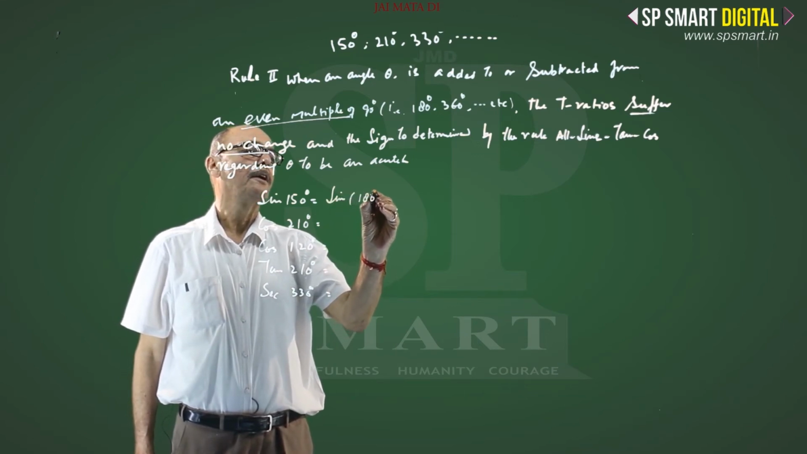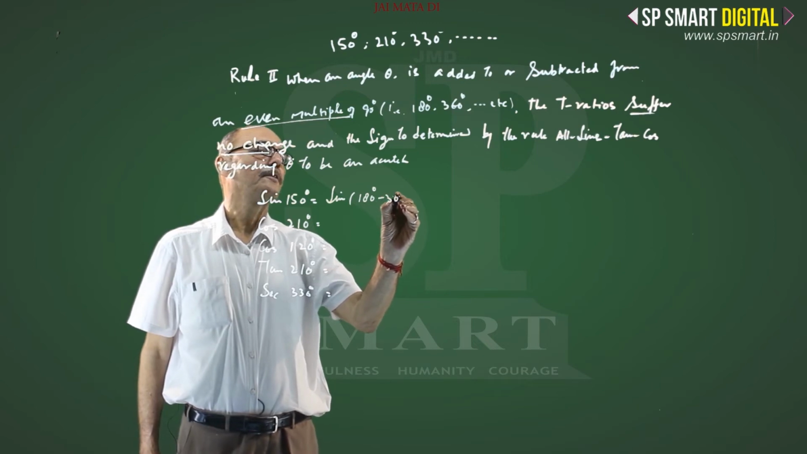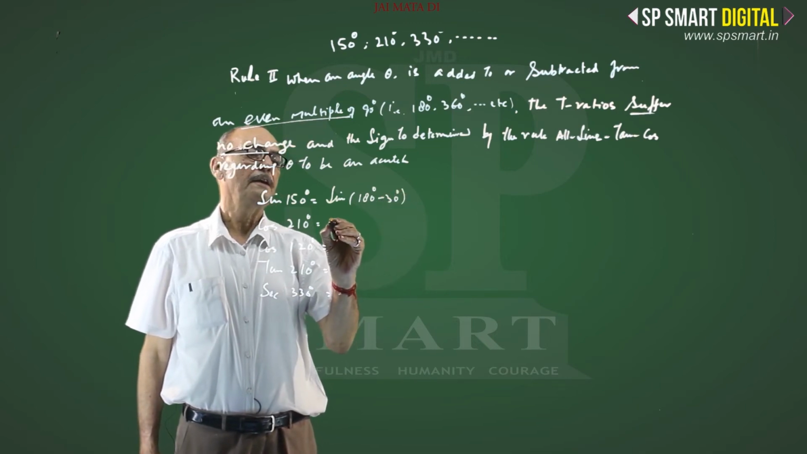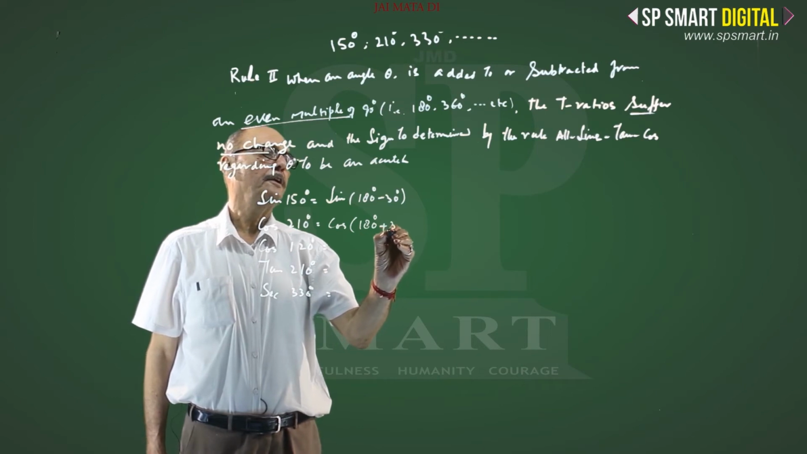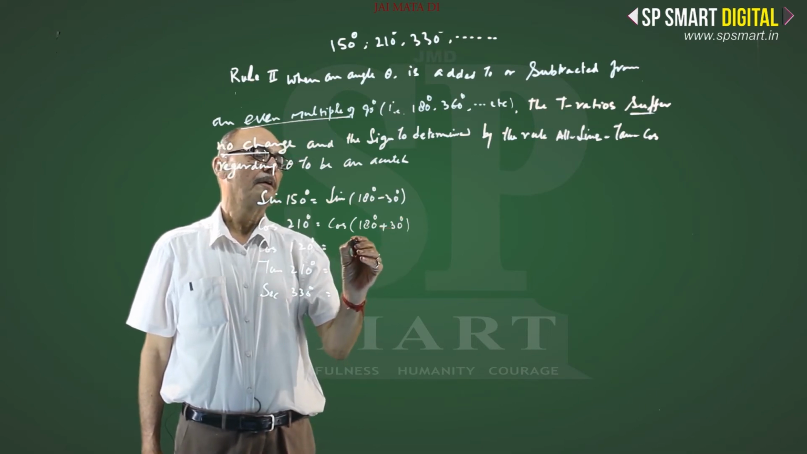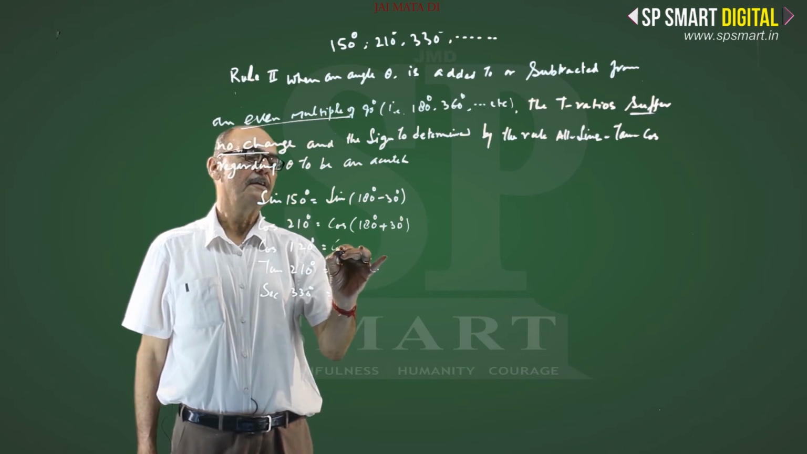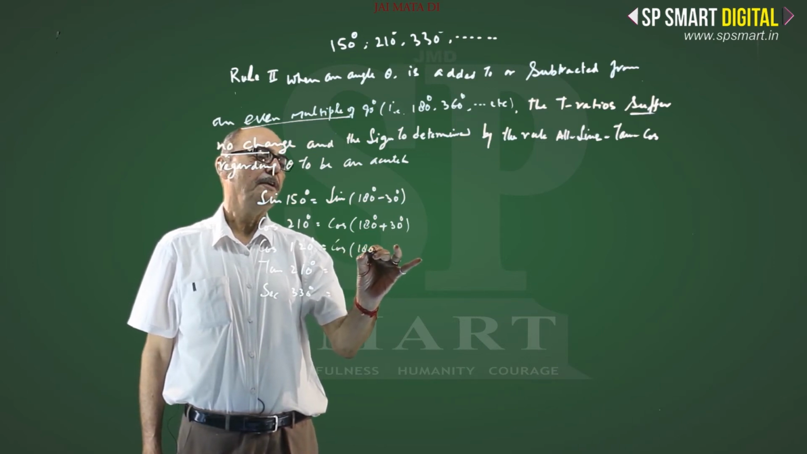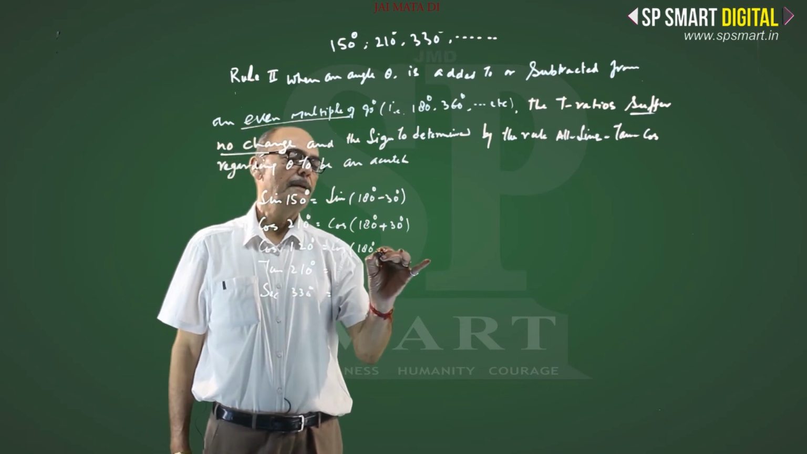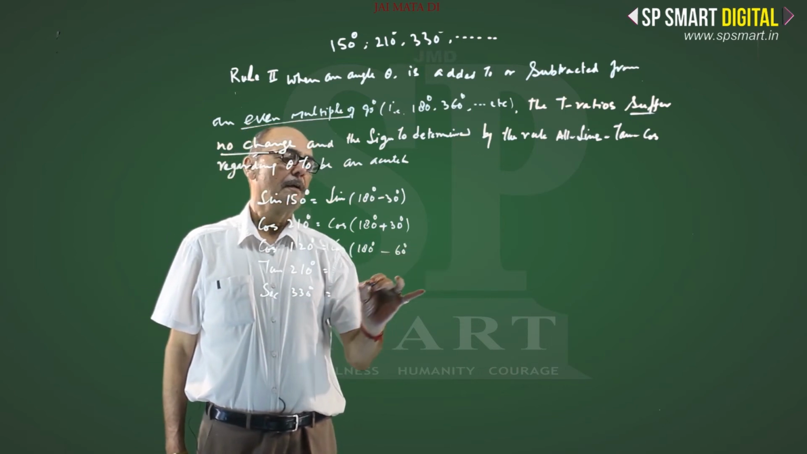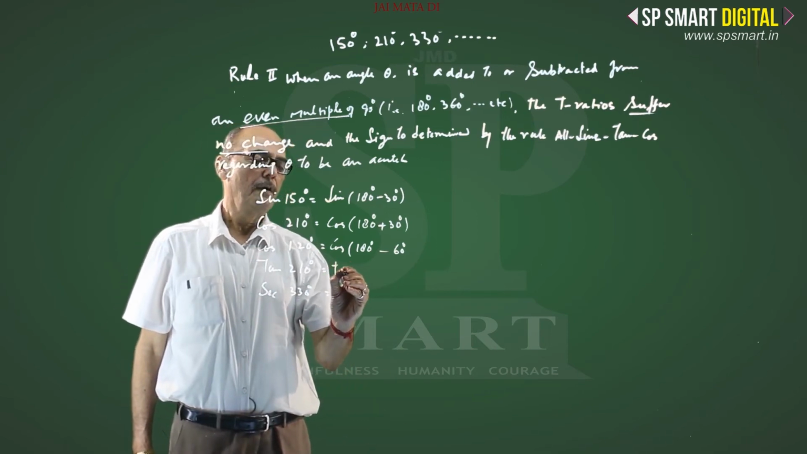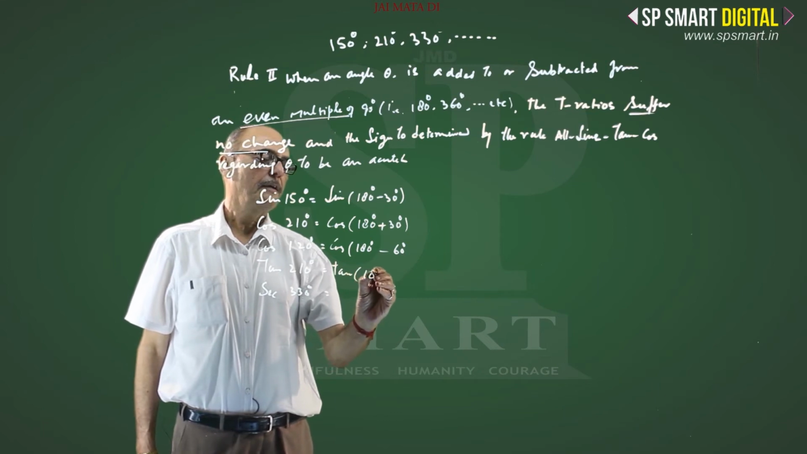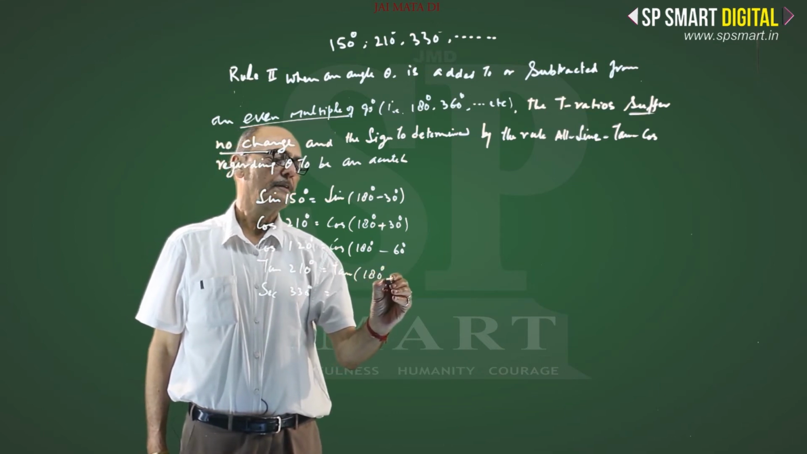That is, sine of 180 degrees minus 30 degrees. I can write it as cos of 180 degrees plus 30 degrees. I can write it as cos of 180 degrees minus 60 degrees, tan of 210, 180 plus 30.